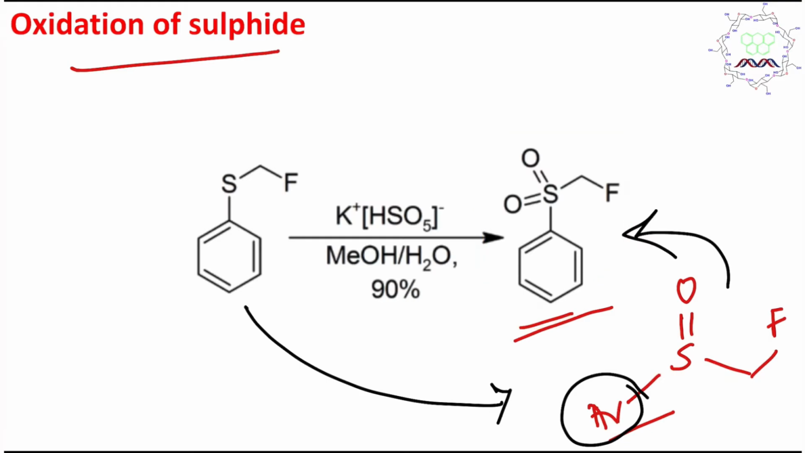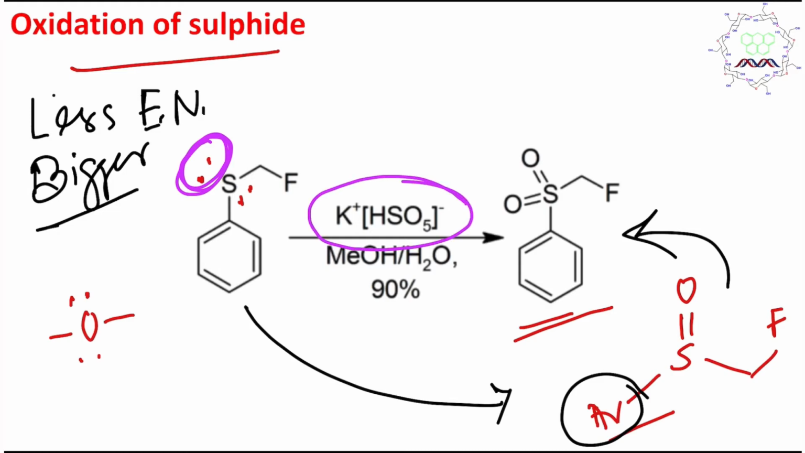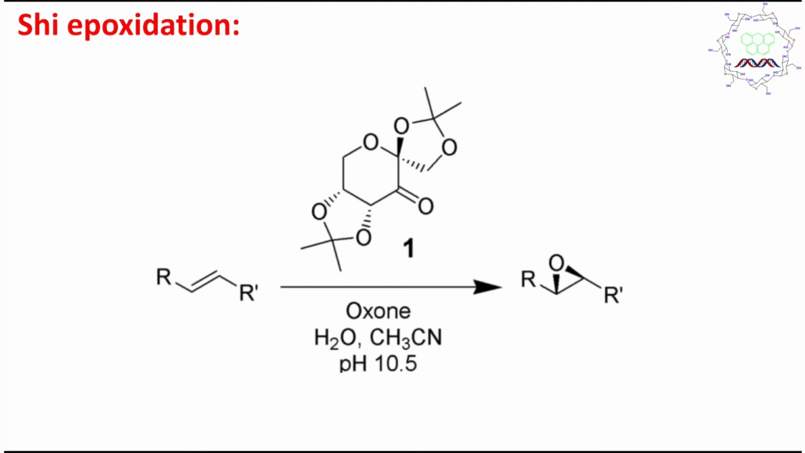Now the question: why does sulfur get oxidized? What is the need for sulfur to be oxidized? Because this sulfur has two lone pairs, like simple oxygen, but sulfur has relatively lower electronegativity, and second, it is a third row element, so it is bulkier and bigger in size. So this lone pair is loosely bound to the central sulfur atom, and that is why it is oxidized by this Oxone, and ultimately it is converted into S double bond oxygen. This is the basic chemistry behind such kind of reaction.